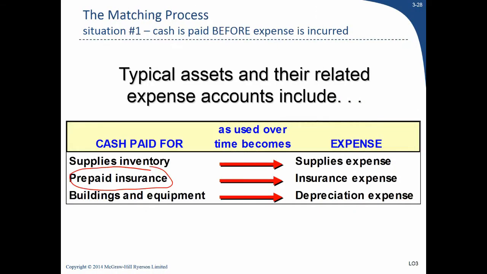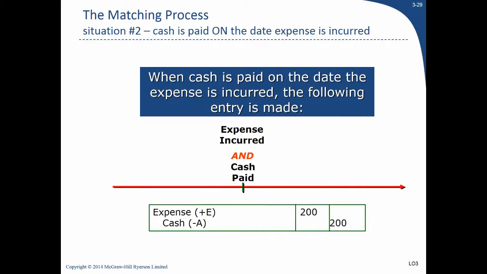Okay, so that was situation number 1, talking about expenses. Situation number 2, cash can be paid on the date the expense is incurred. You incur $200 worth of squash lessons in one day. That's a lot of squash lessons, but maybe you do it. You recognize the expense, you pay the cash, done. There's no deferral of cash. You paid the cash for the expenses, right?